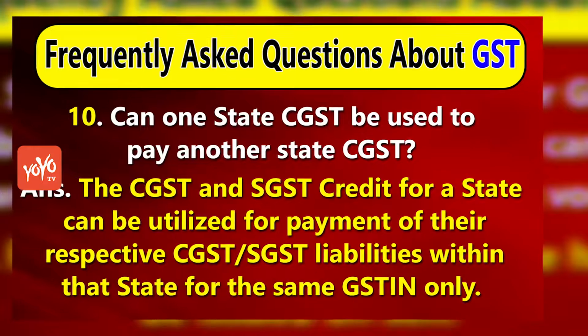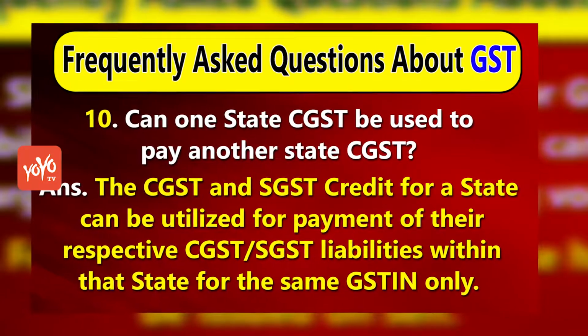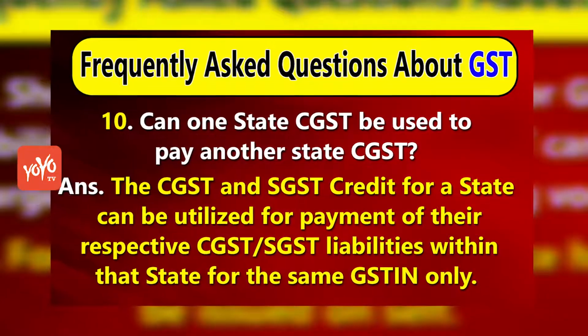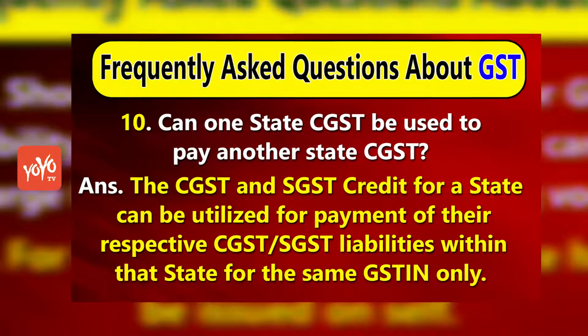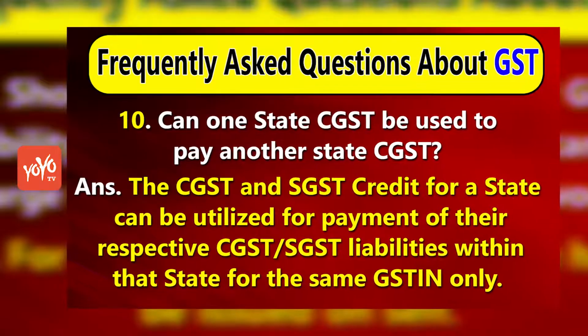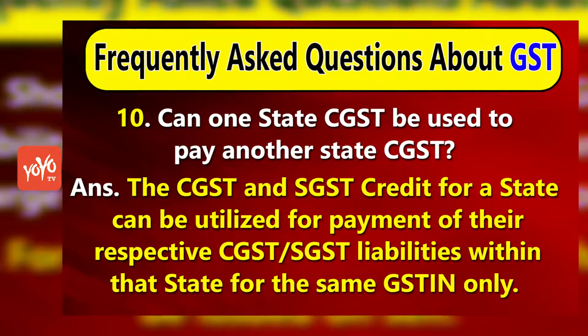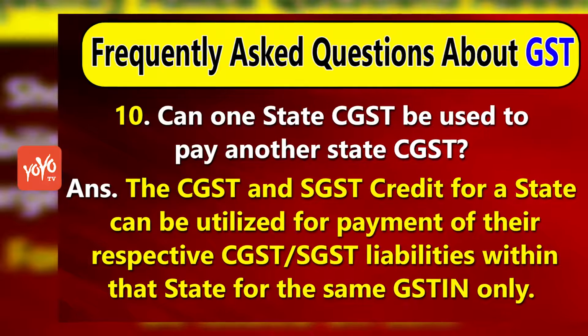Question. Can one state's CGST be used to pay another state's CGST? Answer. The CGST and SGST credit for a state can be utilized for payment of their respective CGST or SGST liabilities within the state for the same GSTIN only.